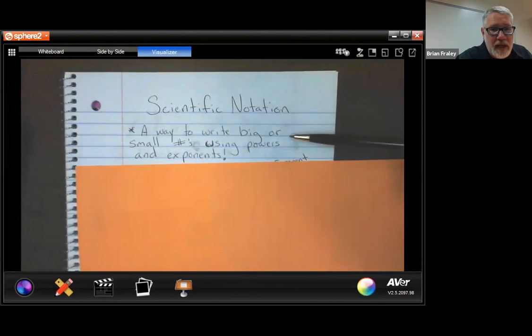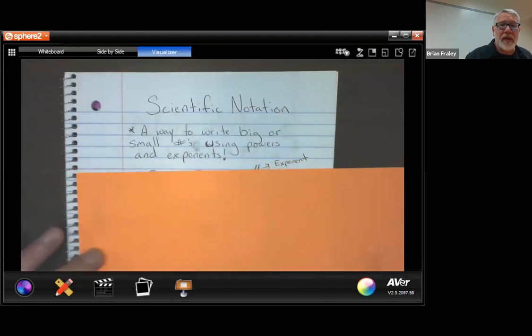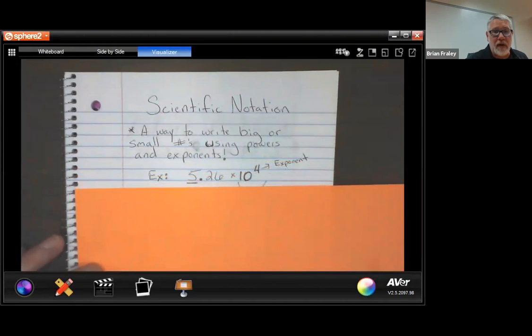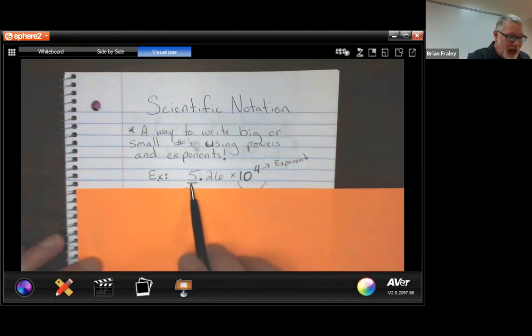Guys, scientific notation is just a way to write really big numbers or really small numbers that have a lot of digits, okay? Even small numbers like decimals could be 0.00000000009. So that's a way of writing them without having all those digits, just like with real big numbers, okay? This is an example of scientific notation. 5.26 times 10 to the fourth.